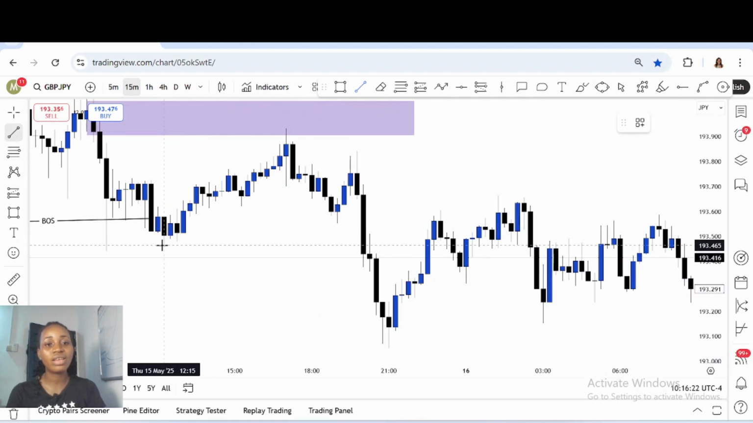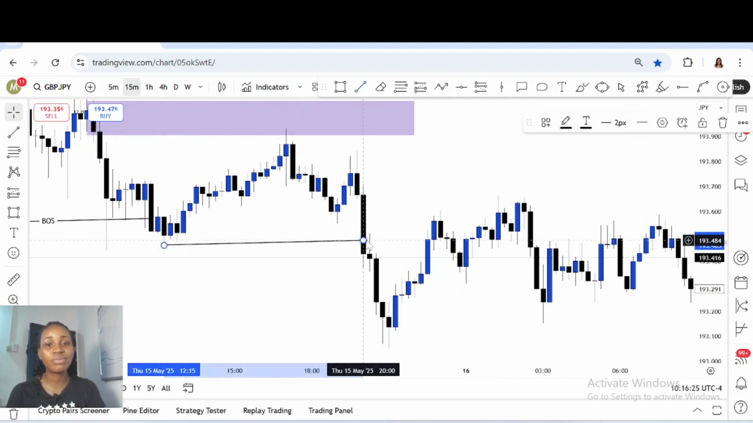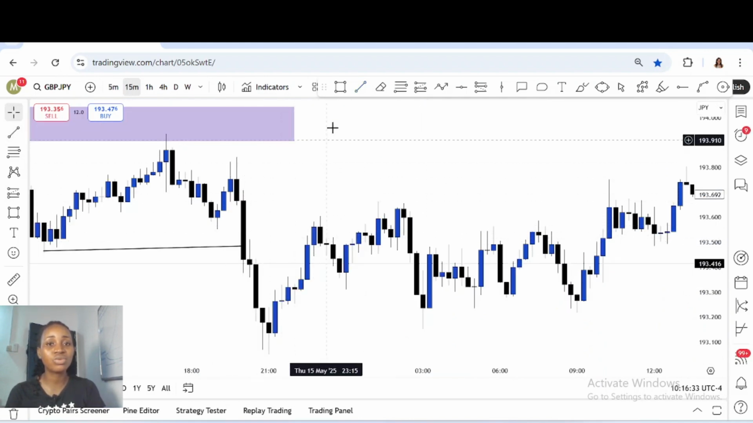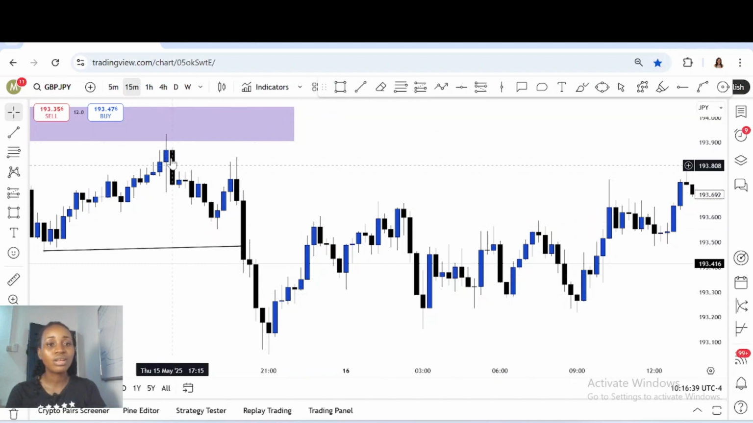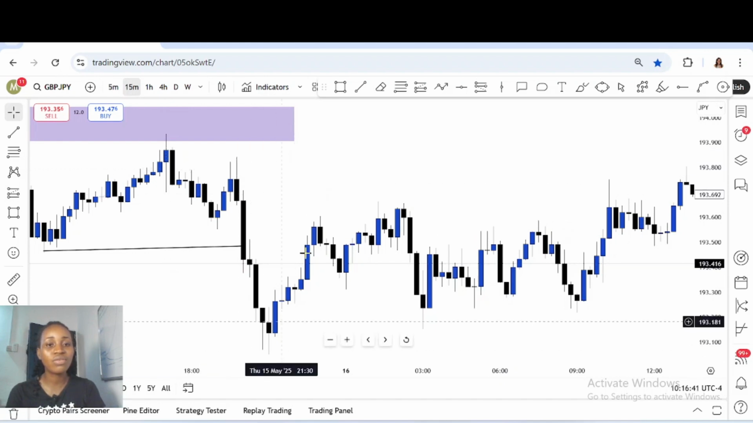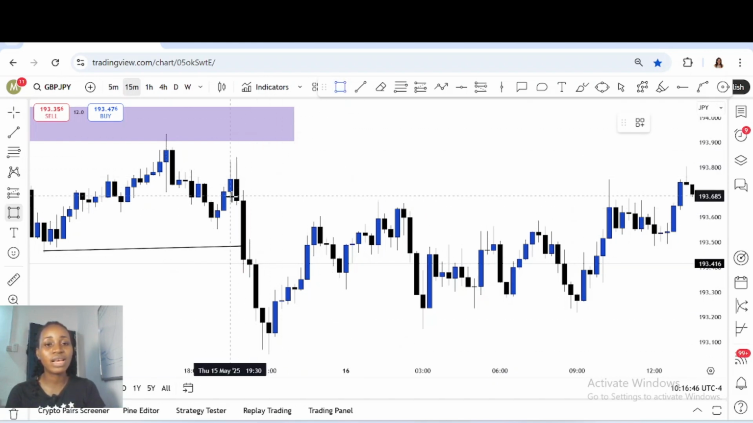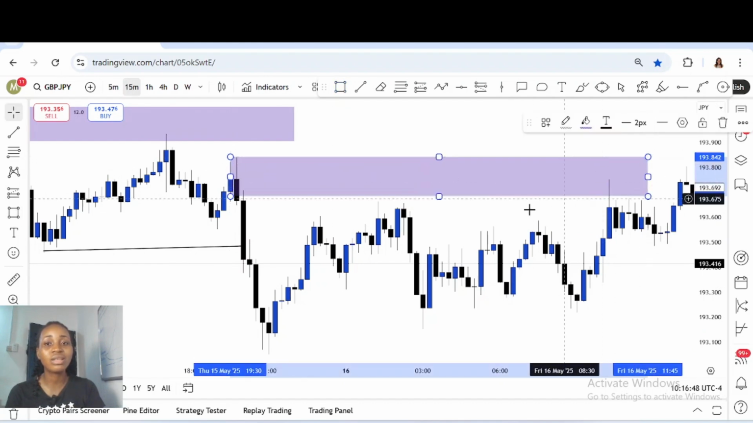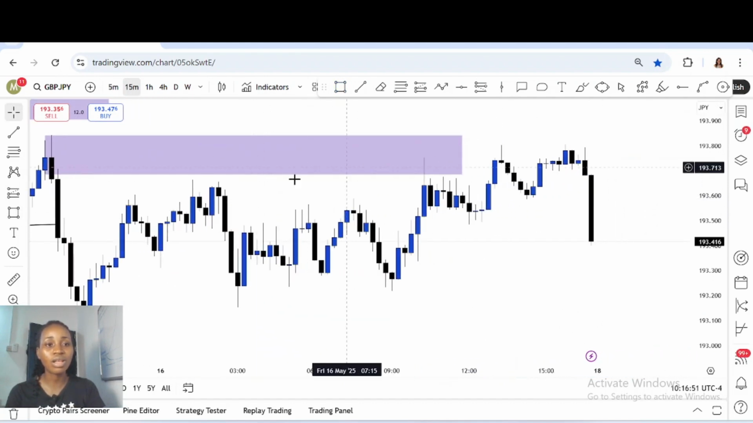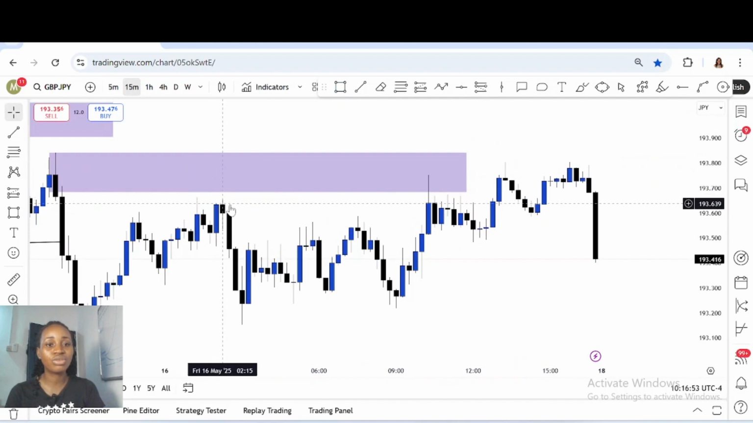Now we have a new break of structure here. After the break of structure, the next thing we want to identify is the origin that caused that break of structure. You can see that this was the origin, but price traded back into this other block before giving us this expansion move. And this origin also has imbalance close to it, so we are going to identify this as the next origin.